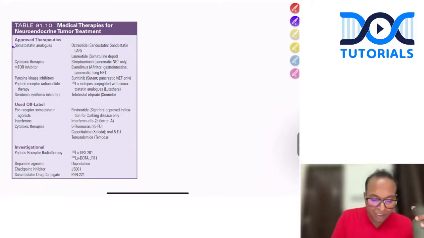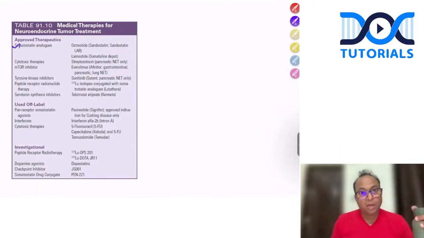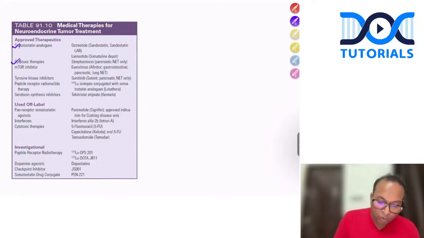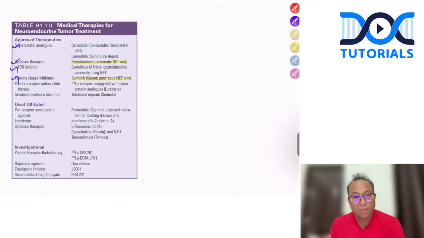So the first drug given is somatostatin analogs, maybe octreotide, Sandostatin, or long-acting receptor lanreotide. Streptozotocin for pancreatic neuroendocrine tumor only. mTOR inhibitors like everolimus are being updated. Sunitinib is also used for pancreatic neuroendocrine tumors. We have only streptozotocin or sunitinib. And lutetium 177 is a new drug, which is a smart bomb. We used to read it as a smart bomb that can also be used.